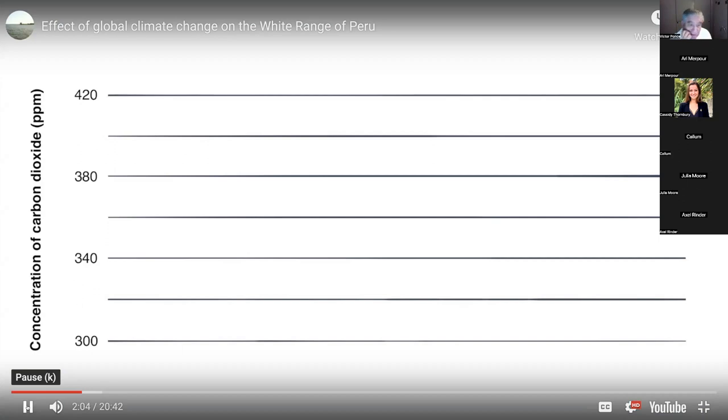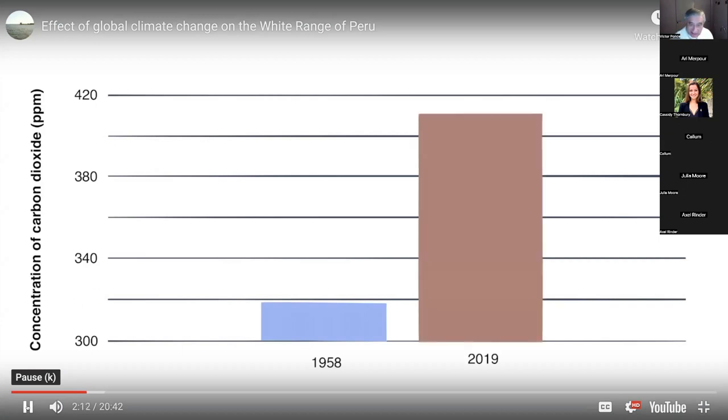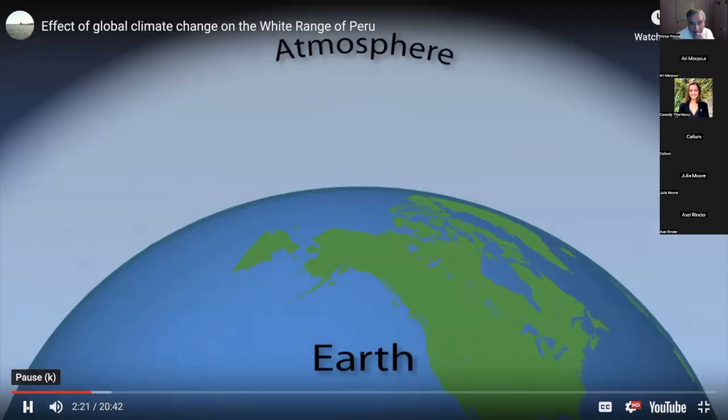It is clear from the record that the concentration of carbon dioxide, which was around 318 ppm in 1958, has now, in March 2019, reached 410 ppm, all the while showing a definitely upward trend. These numbers show that the concentration of carbon dioxide has increased about 29% in the past 60 years of record.